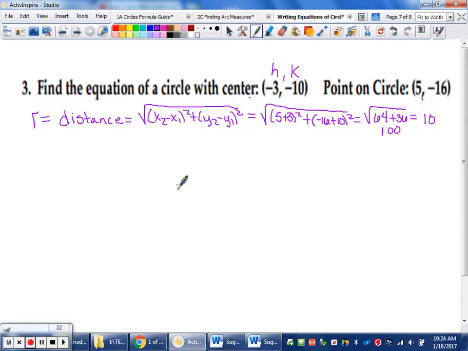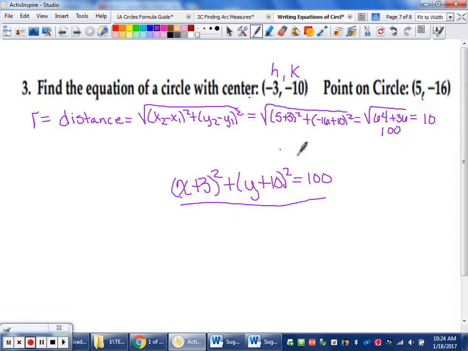So now I can write my equation. X minus negative 3, so plus 3 squared, plus y minus a negative 10, so plus 10 squared, equals 10 squared, which is 100. And there's my equation of my circle. I had to use the distance formula to get my radius first. Once I got my radius, then I had my center and my radius, and I could plug in and get my equation.